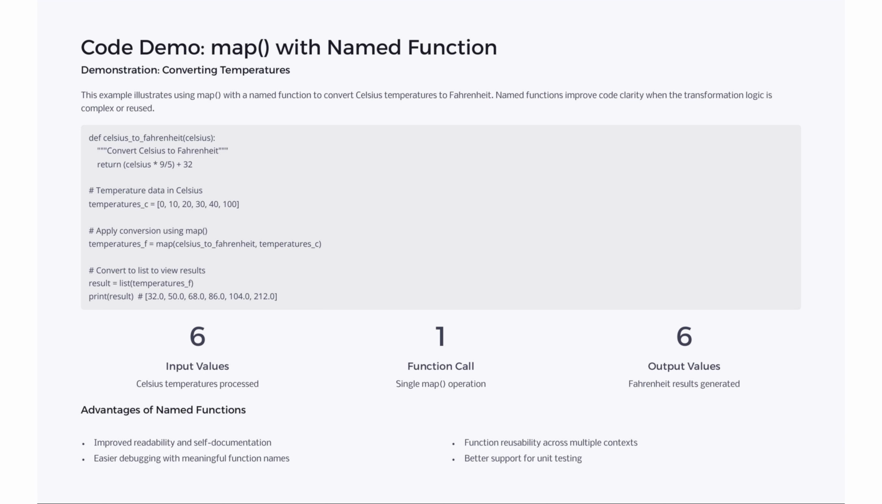Using map with a named function, we convert Celsius to Fahrenheit for clarity and reusability. The function celsius_to_fahrenheit transforms temperatures, enhancing readability and debugging. Applying map to temperatures_c, we obtain Fahrenheit results: 32.0, 50.0, 68.0, 86.0, 104.0, 212.0. Named functions support unit testing and multiple contexts effectively.